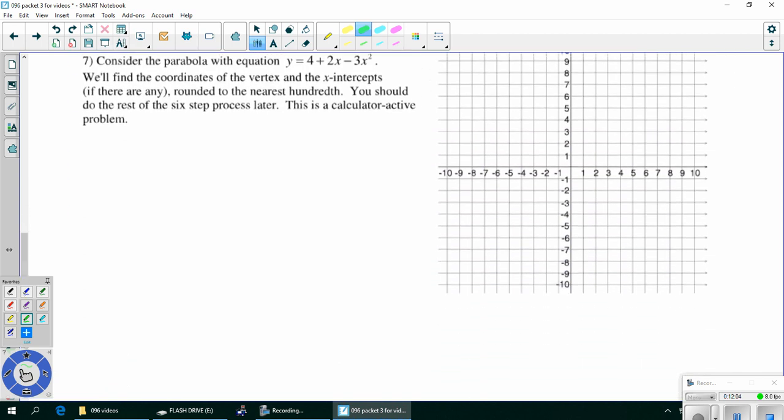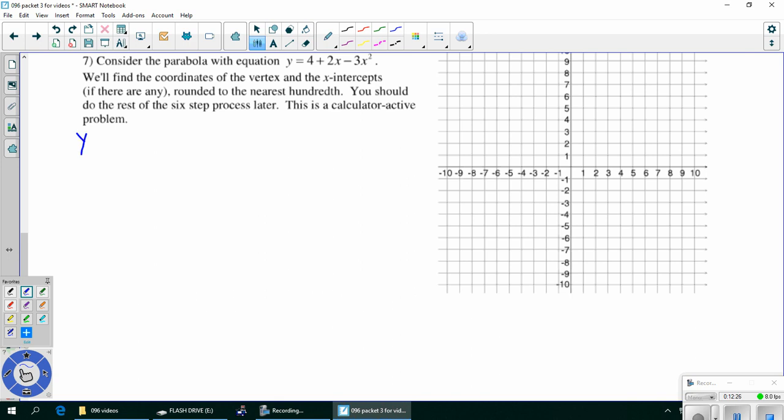Okay, so let's do just the beginning of this one, and you can finish it as the start of the activity. It says, consider the parabola with this equation, y equals 4 plus 2x minus 3x squared. We'll find the coordinates of the vertex and the x-intercepts if there are any, rounded to the nearest hundredth. You should do the rest of the six-step process later. This is a calculator active problem.